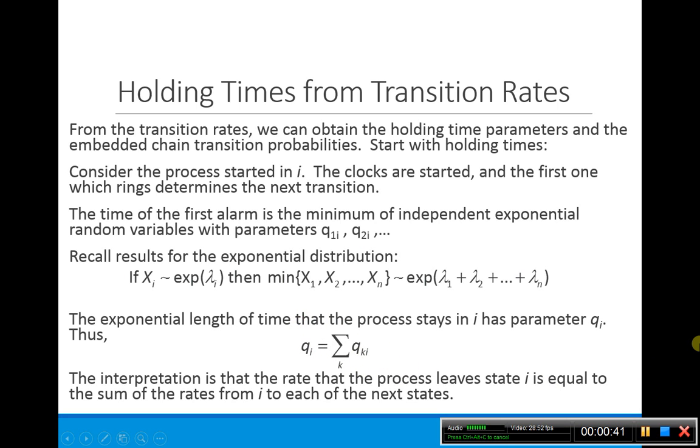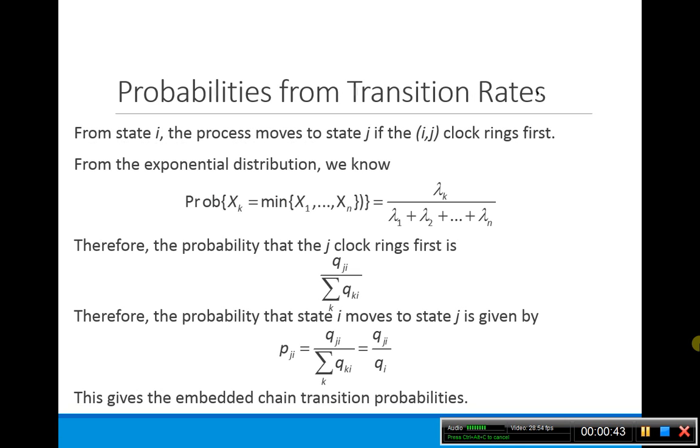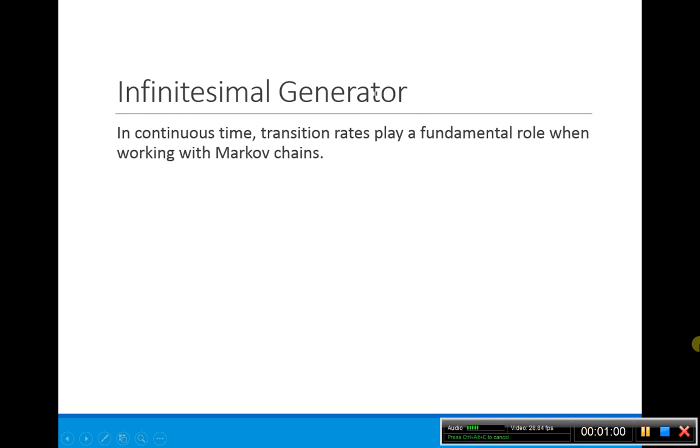We could also get the probability that we're going to move from one state to another state. So basically our probability transition matrix for our embedded chain we could get by looking at which one's going to ring first. That would be this rate of our ij clock over the sum of all of our rates. Okay, so from here we can actually generate what's called the infinitesimal generator.